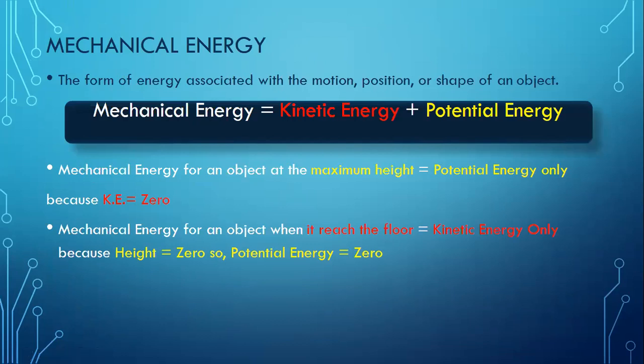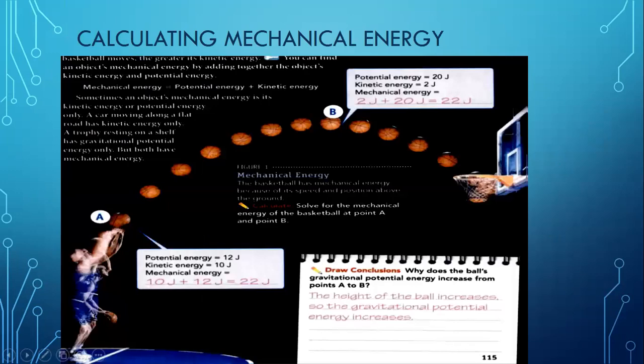If we want to calculate it, the mechanical energy for an object will be both kinetic energy and potential energy. For an object at its maximum height, it will equal potential energy only, because the kinetic energy there will be zero. It depends only on the position of the object. But in another situation, when the object reaches the floor, the height will be zero, so potential energy will be zero, and mechanical energy will equal only kinetic energy. Let's get an example for that.